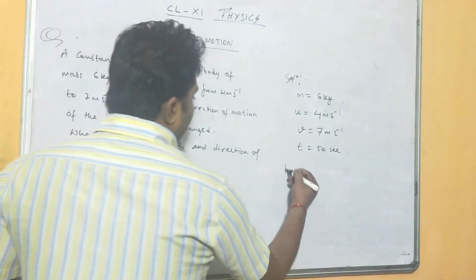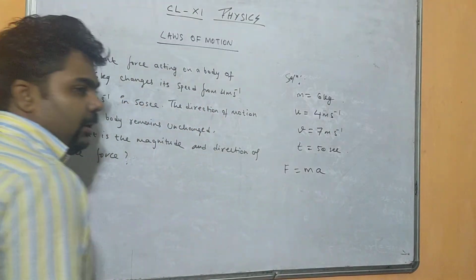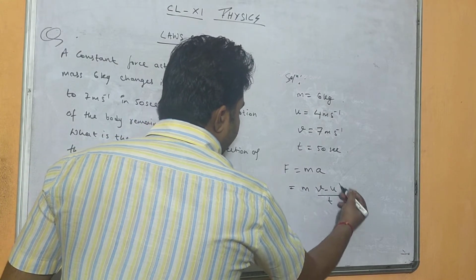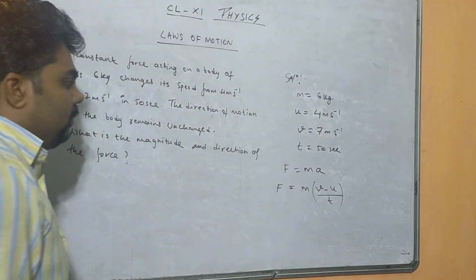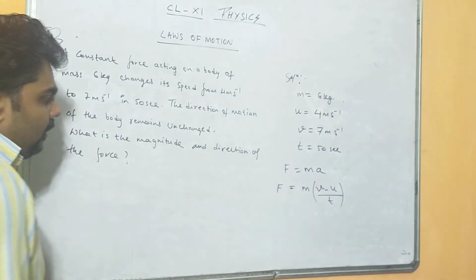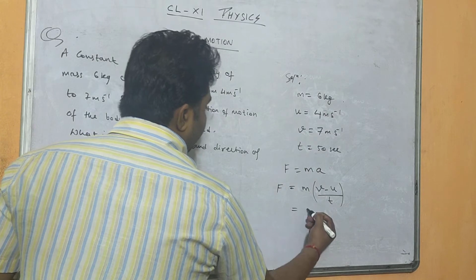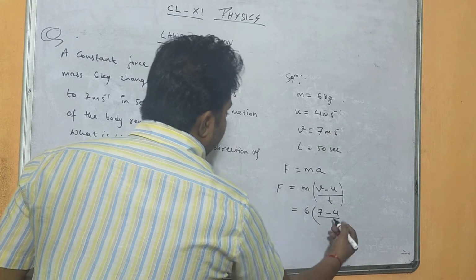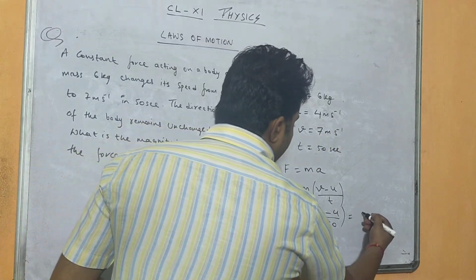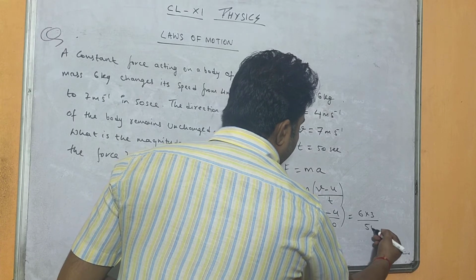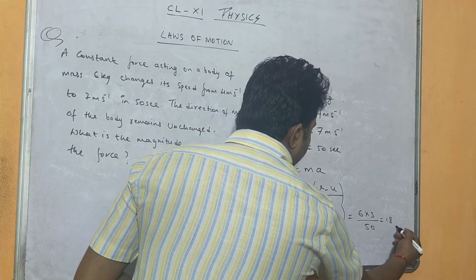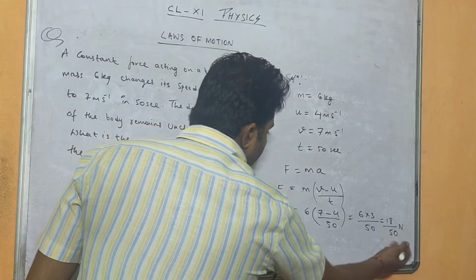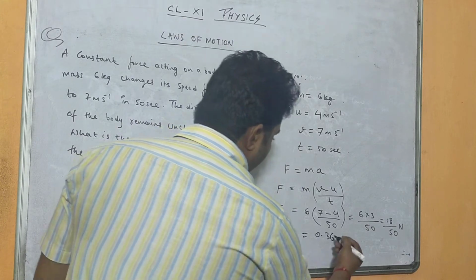So from Newton's second law of motion we have this expression F equals ma, or ma can be written as m times (v minus u) by t. Now we will substitute all these values of m, v, u and t. In place of m we substitute 6, in place of v minus u we substitute 7 minus 4, divided by t, that means time is here 50. So what we will get here: 6 into 3 divided by 50, or 18 by 50, this is written as 0.36 Newton.